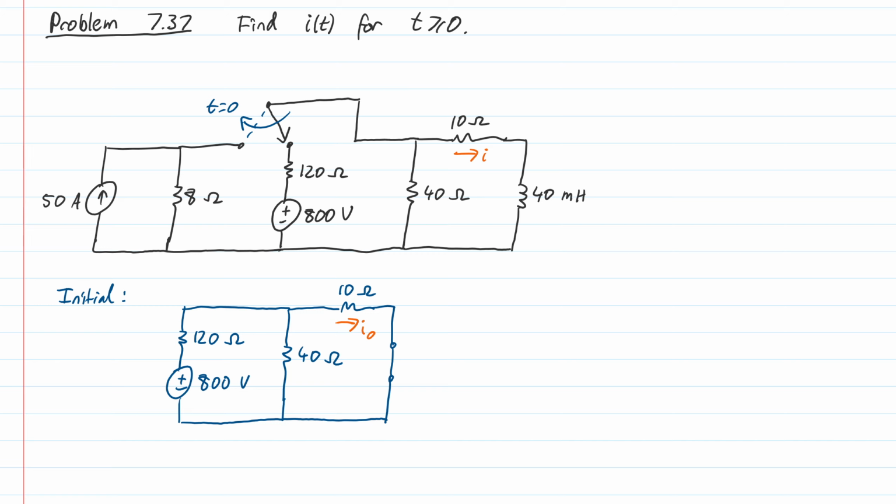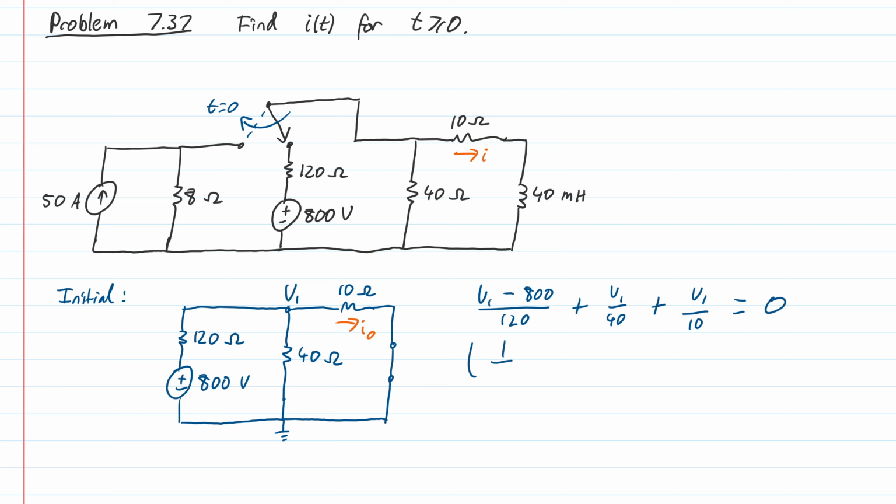There are a few ways that we could analyze this, but what I'm going to do is just use nodal analysis. I'm going to define a node voltage here, V1, and use KCL and get an equation. KCL, current's leaving to the left-hand side. This is V1 minus 800 divided by 120. Current's leaving down the vertical branch is V1 divided by 40. And on the rightward branch is V1 divided by 10. And so that's equal to 0.